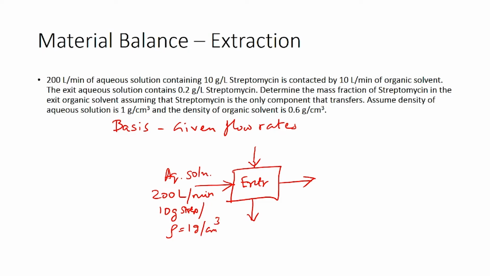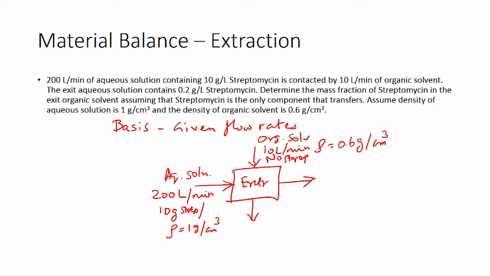You also have the organic solvent which is entering the system at 10 liters per minute containing no streptomycin. The density of this organic solvent is given as 0.6 grams per centimeter cube. We have two exit streams.